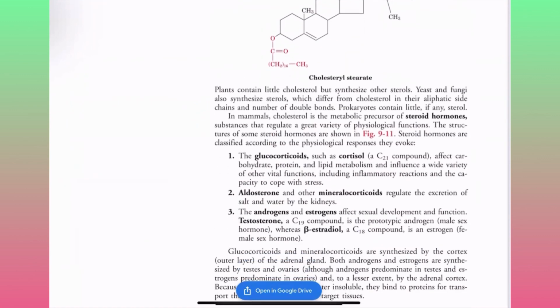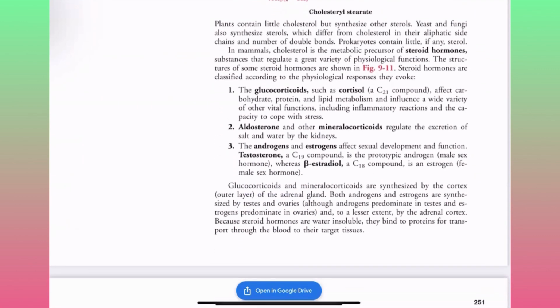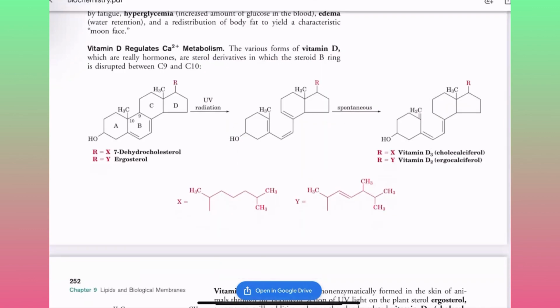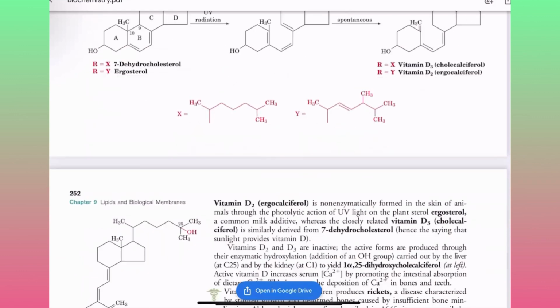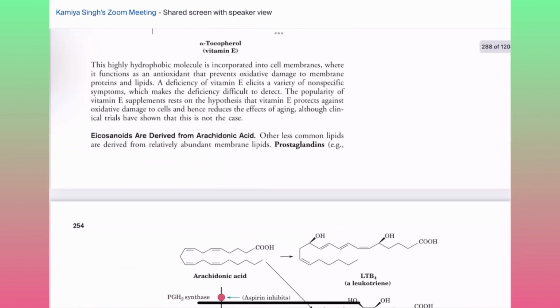And the steroid hormones. Cholesterol is the metabolic precursor of a lot of steroid hormones like glucocorticoids such as cortisol, aldosterone, mineralocorticoids, androgens, estrogens, testosterone, estradiol. So all these are steroid hormones which are synthesized from cholesterol. Cholesterol can also act as the parent molecule for vitamin D production. These are called signaling lipids.